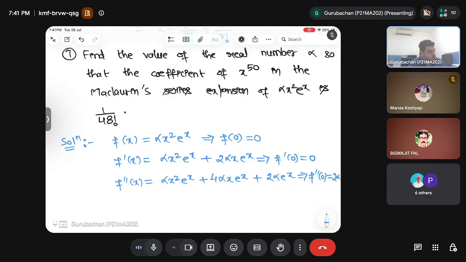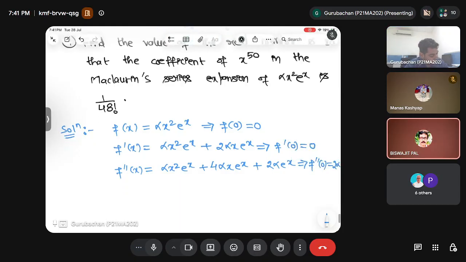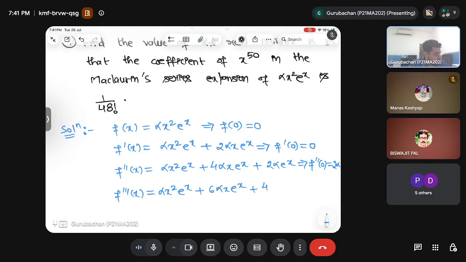2 times of alpha, correct? 2 alpha. Yes. What will be the triple derivative? Alpha x square e to the power x plus 6 times of alpha x e to the power x plus 4 times of, from here you will get 4 and from here you will get 2, so this will be 6 times of alpha e to the power x.